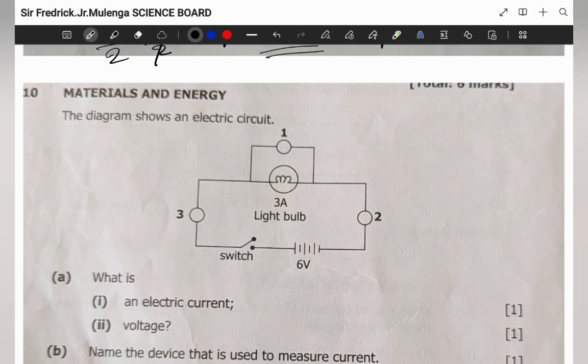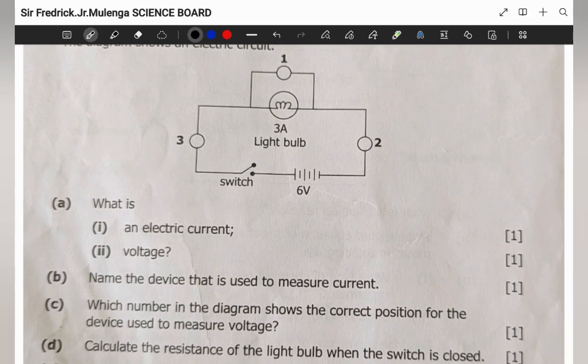Then they also asked you about voltage. What is voltage? Voltage is the energy converted per unit charge passing through a component, or it is the amount of EMF supplied through the conducting wire. So there you can give either of the two.